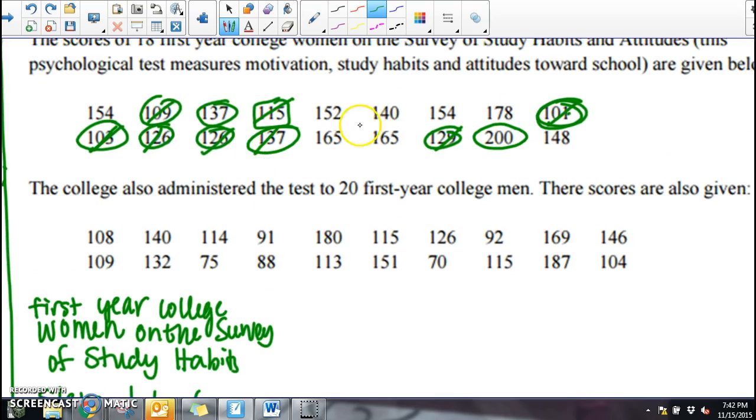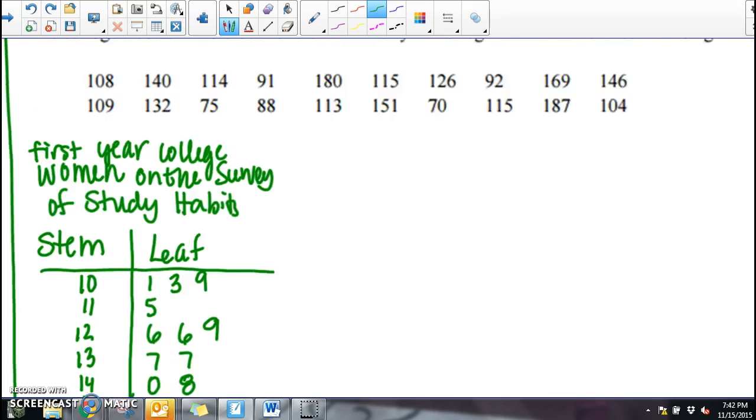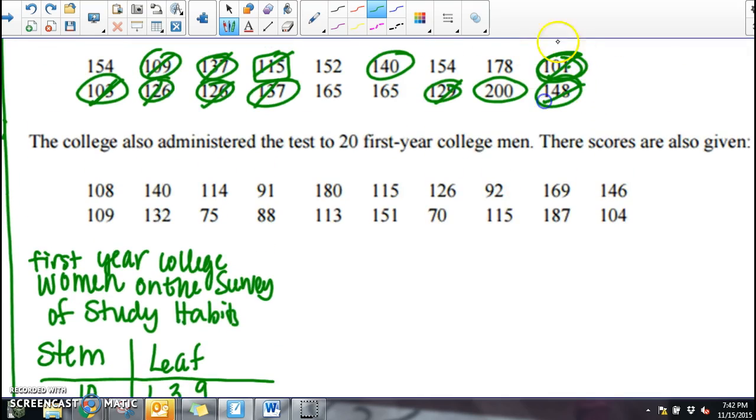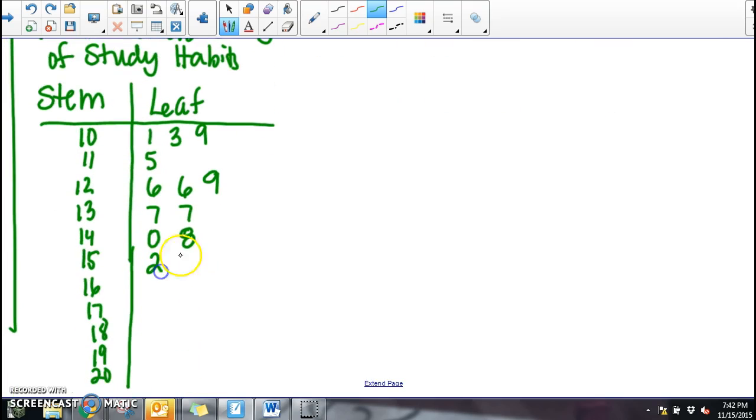Okay. We have 140s. We have 140 and we have 148. So 0 and 8. There's that. We have 154, 154, 152. All right, so we have 2, 4, and 4. Okay.